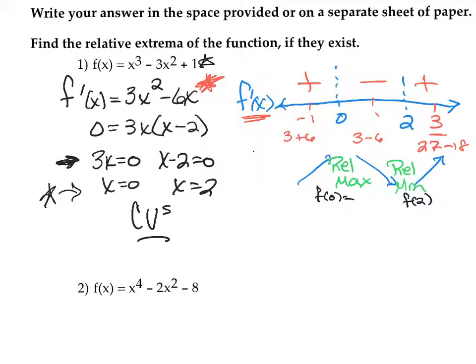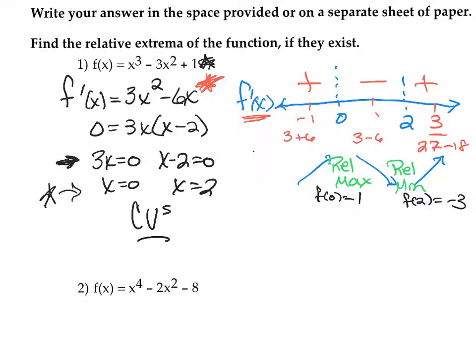You get 0, 0, 1, so you get 1. That's the point then, (0, 1). Then we substitute 2 into this original as well. 2 cubed is 8, minus 3 times 2 squared, that's 3 times 4 is 12, so negative 12, 8 minus 12 plus 1, and you end up getting negative 3. You can use your calculator for that, right? You don't have to actually write that out.